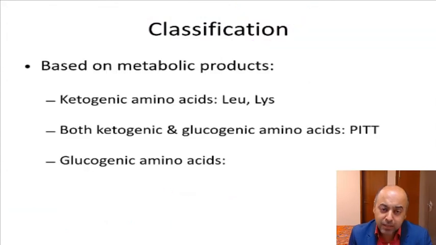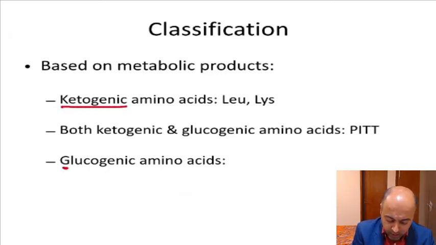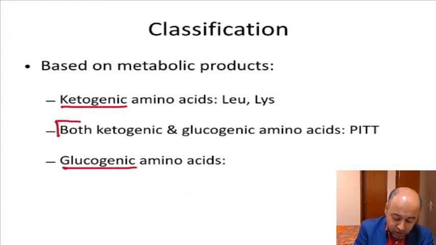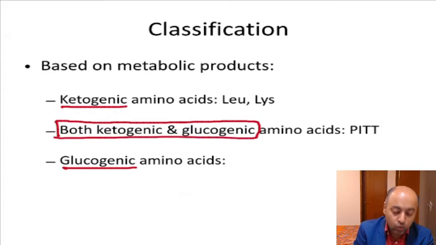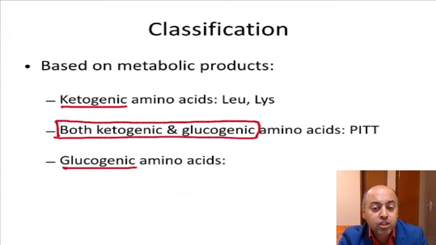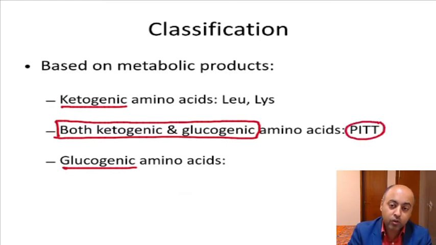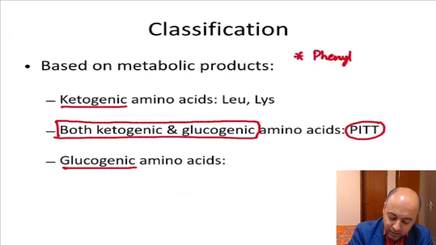Moving on. Sometimes, not always, you can get a question based on the metabolic end product of the amino acids. On the basis of this property, we have the ketogenic and the glucogenic amino acids. Now what you have to understand here, there are some amino acids which are both ketogenic and glucogenic. You can remember them by the mnemonic PIT. What is PIT? P, obviously you know, P is for phenylalanine. I is for isoleucine.